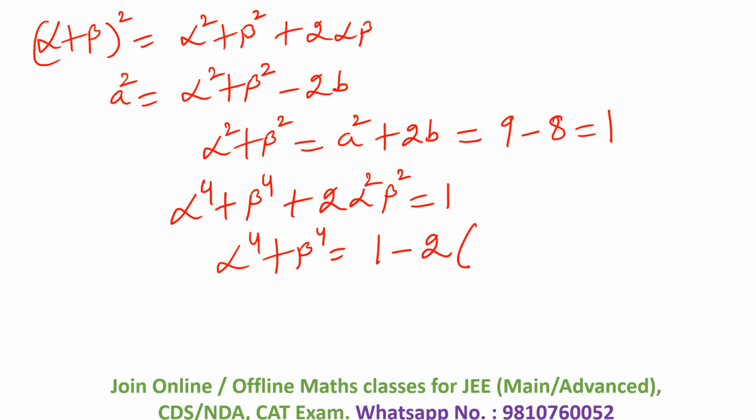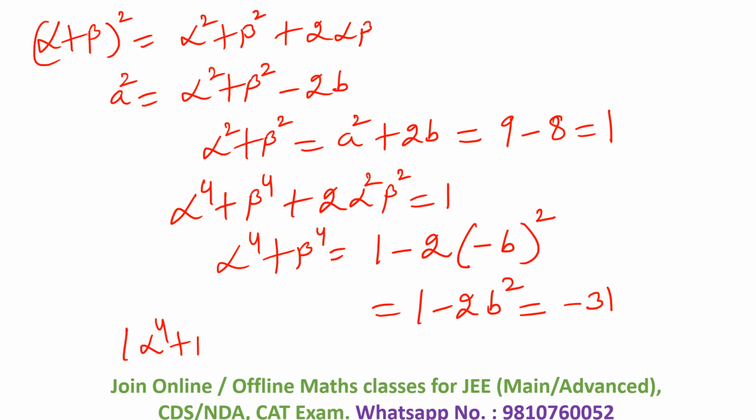That means alpha power 4 plus beta power 4 is equal to 1 minus 2 into alpha square beta square, and this is 2 into minus b square. So this is 1 minus 2b square, and the value of b square is 16. So this becomes 1 minus 32 or minus 31. So what should be the value of mod of alpha power 4 plus beta power 4? It should be equal to 31. So 31 is the correct answer. Now students, we move towards the next question.